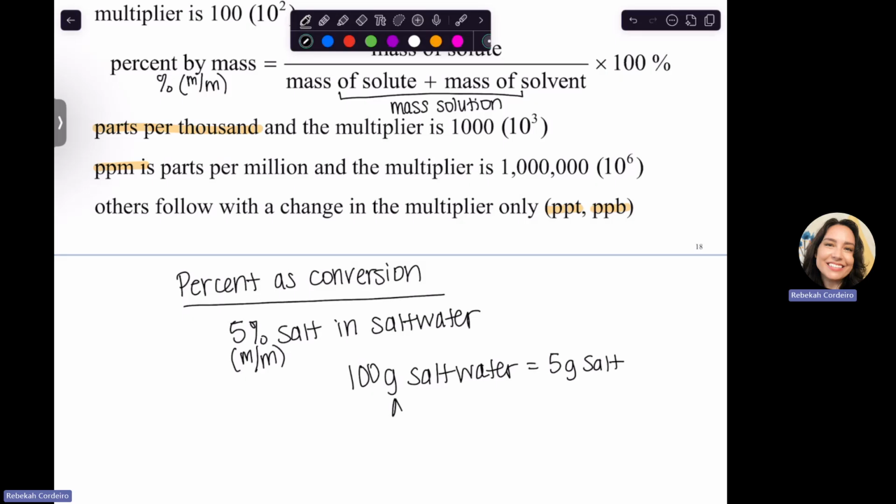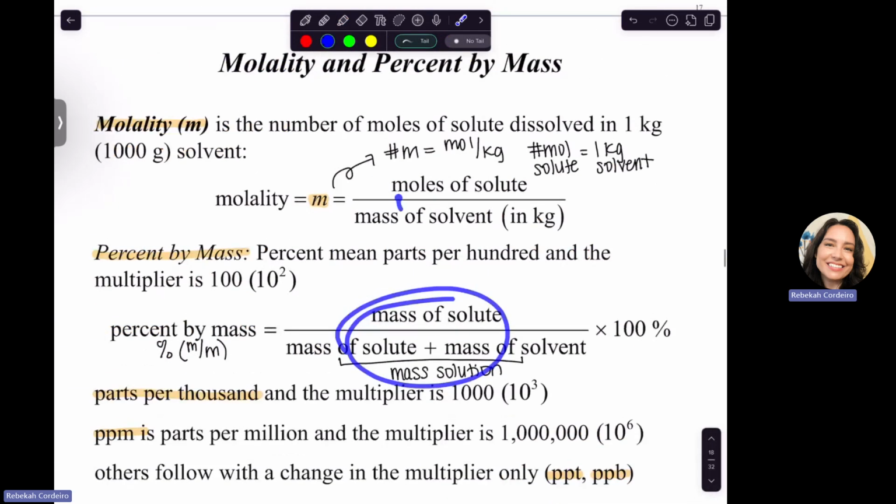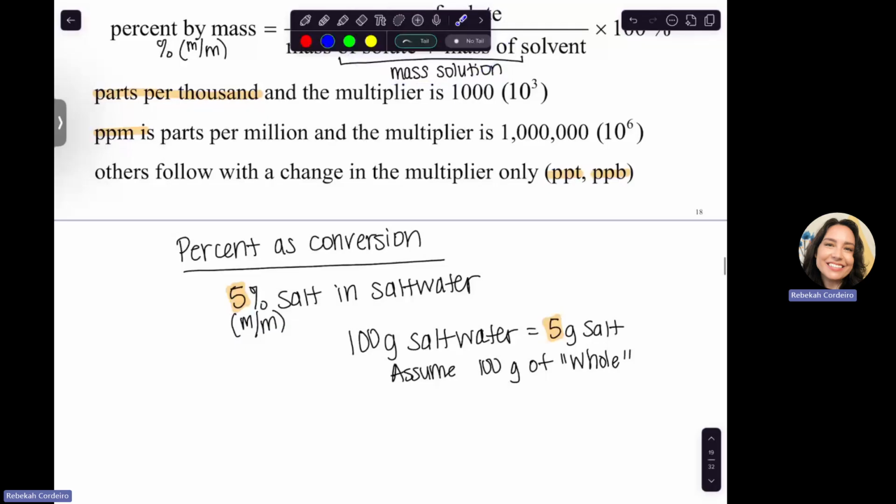What did I do? Assume 100 grams of whatever your whole thing is. And then the number that's your percent just becomes the number that goes with your part. Makes it an easy conversion factor. Yes, you can plug into the algebra formula or whatever, but we got a lot of these kind of things. Y'all have to be able to use them as dimensional analysis because we're going to get real complicated with it.